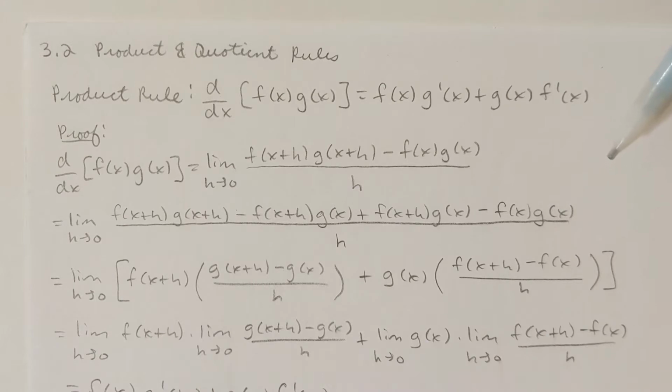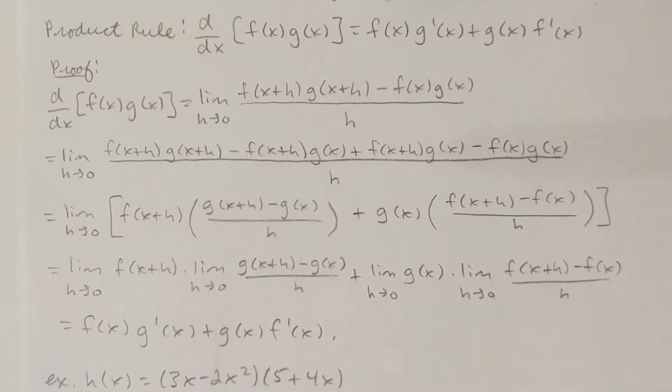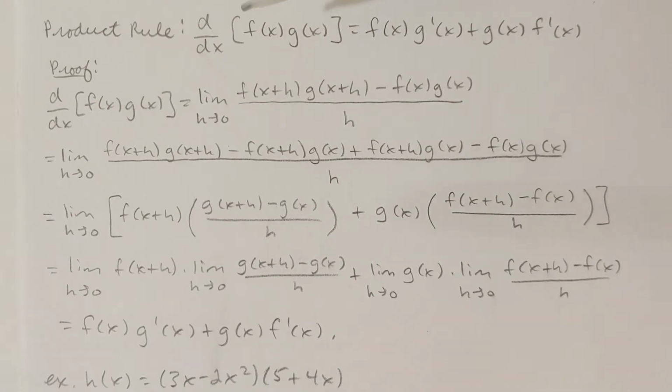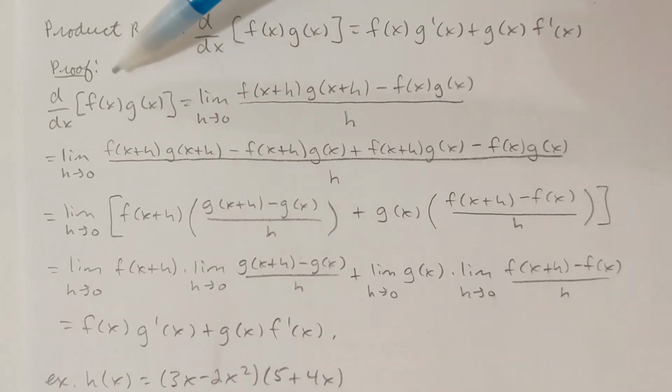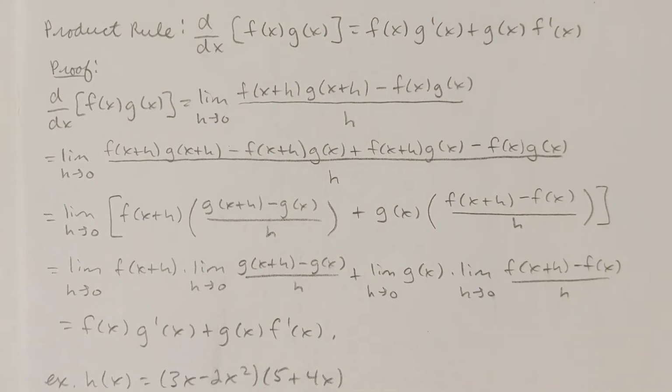We'll look at some examples here in just a moment, but let's take a look at a proof of where this is coming from. So I'm going to compute the derivative with respect to x of f of x times g of x. Well, I'm going to use the limit definition. Again, all the differentiation rules come from the limit definitions. So I need to find the limit as h approaches 0 of the difference quotient. Okay, here would be the difference quotient for the function that I want to differentiate here.